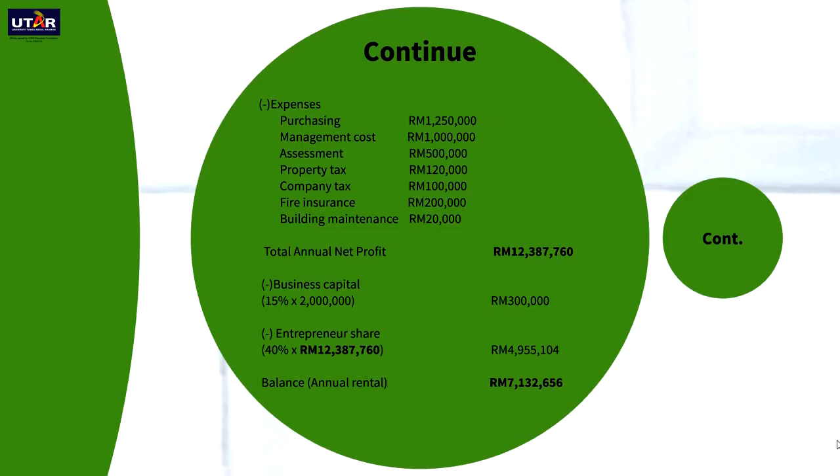And minus the entrepreneur share, which is 40% of 12,387,760, you will get 4,955,104. The balance that you get for this property is 7,132,656 ringgit.